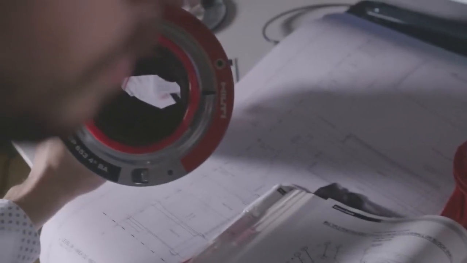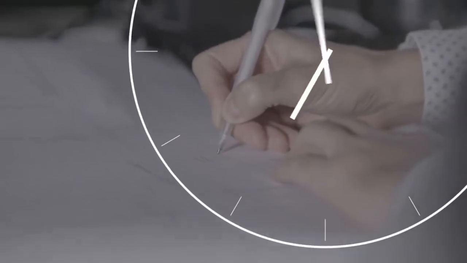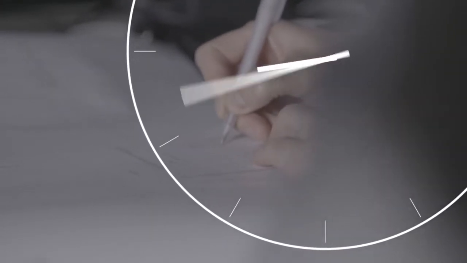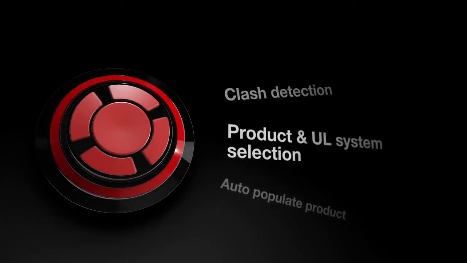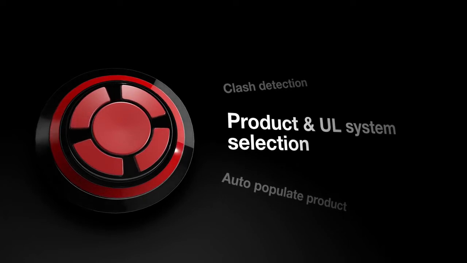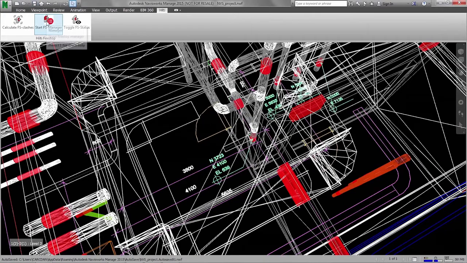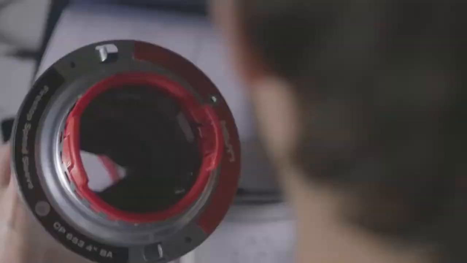Until now, clash detection would imply a lot of manual work both at the job site and the office, making the process prone to mistakes and rework. This process is very time-consuming. Now, let's have a look at the most important and tedious part: the selection of adequate products and UL systems.